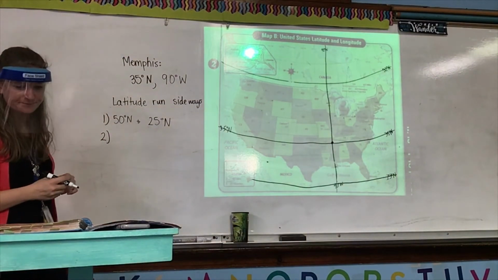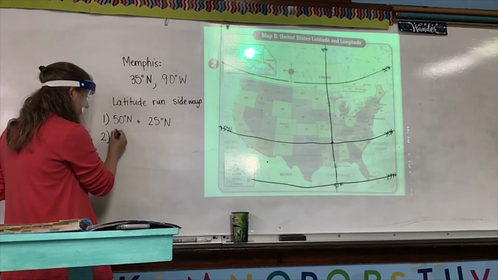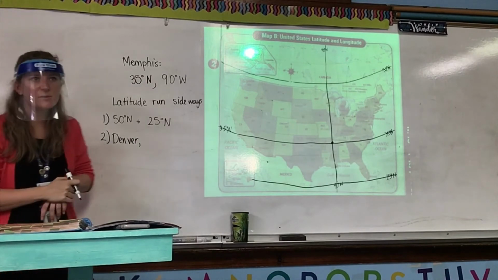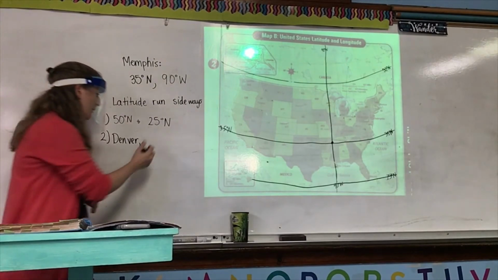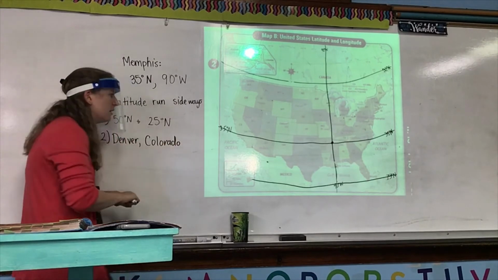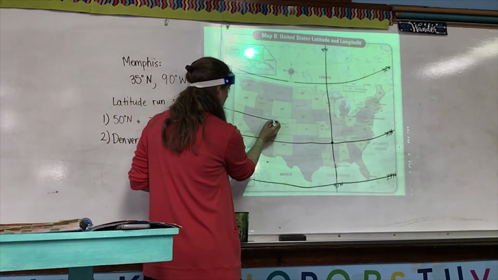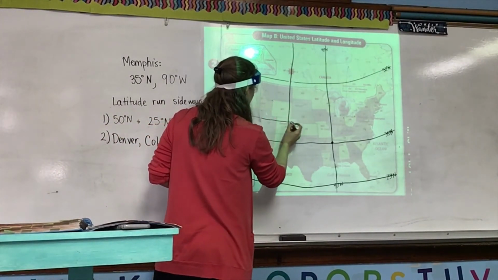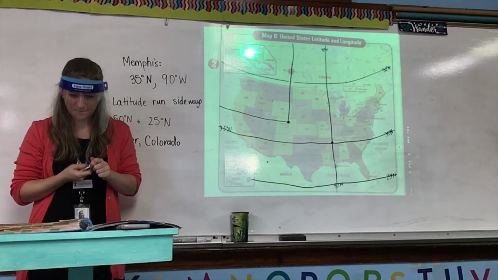Zari. Denver. Denver. What state is that? Ooh, this is why you have to know your state abbreviations. Who knows what state that is? Michaela? Colorado. CO stands for Colorado. Very good, because if you start on 40 degrees north and you start on 105 degrees west and you find where they cross, it's right near Denver, Colorado.